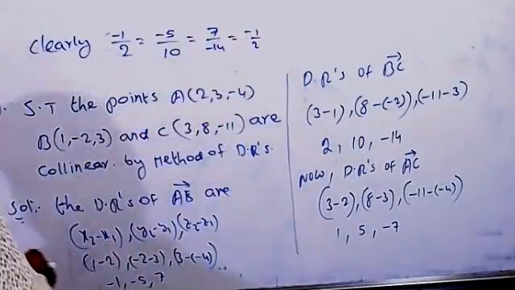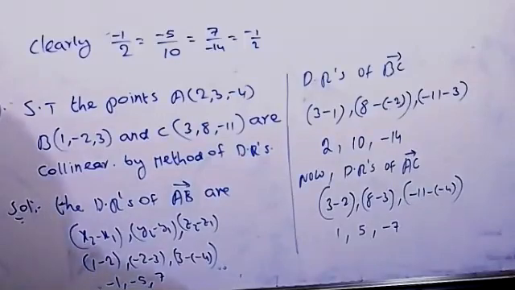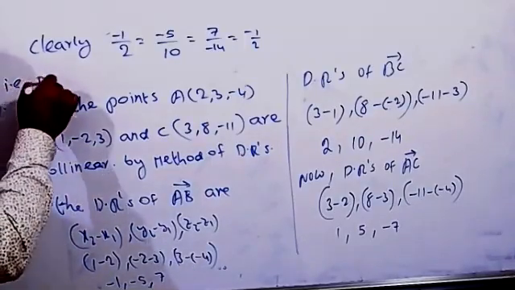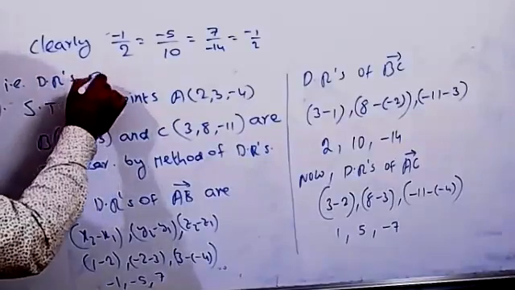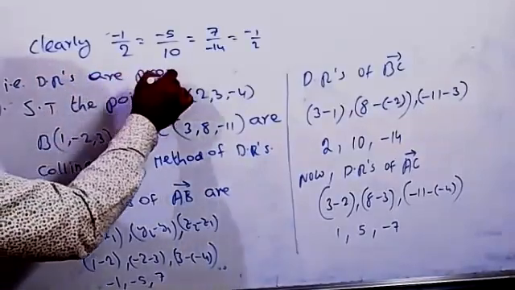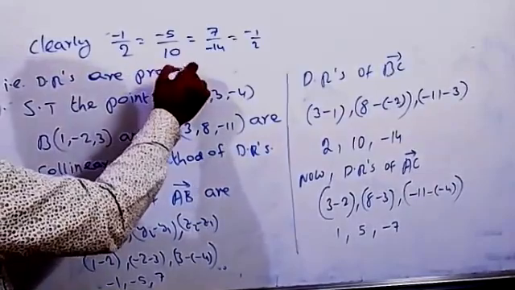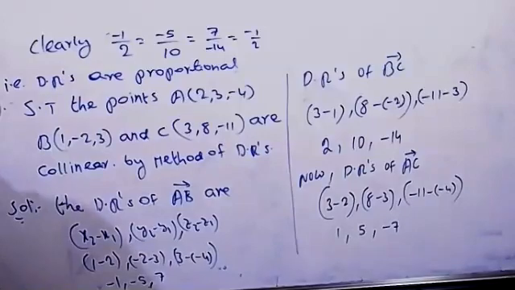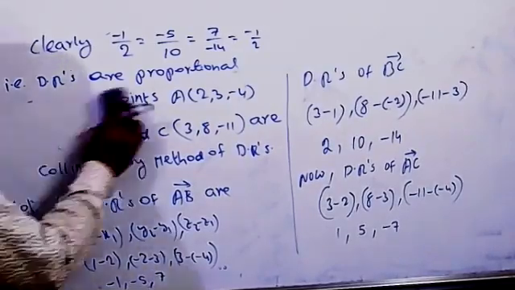So therefore you can write now, that the direction ratios are proportional. Then you can write the final conclusion that therefore AB and BC are collinear. And AB and BC are collinear means, hence the given 3 points are collinear.